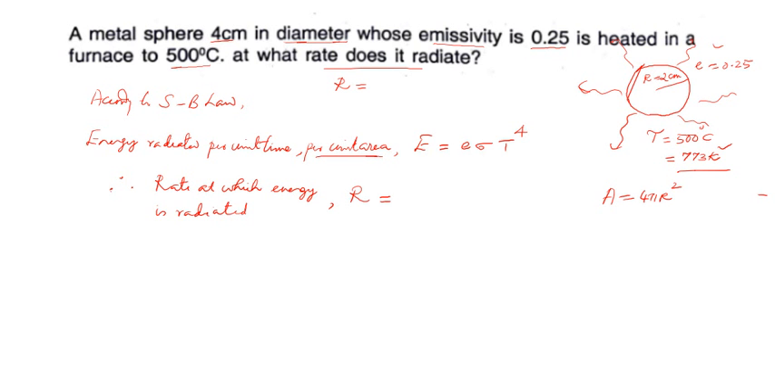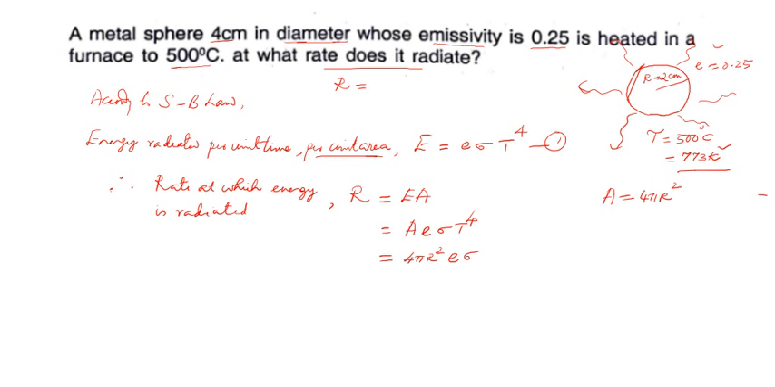R should be equal to... this is for unit area. Equation number 1 is for unit area, so we'll find the value for area A. So it will be E into A, or A into E. Let me multiply equation number 1 with this area. So that will be equal to A E sigma T raised to 4. And this A is for the sphere. As it is given as a sphere, I can write A as 4 pi r square, the surface area of the sphere, so R = 4 pi r square E sigma T raised to 4.